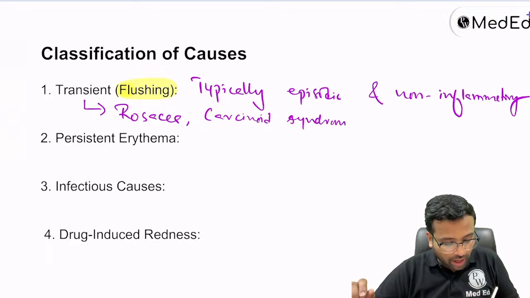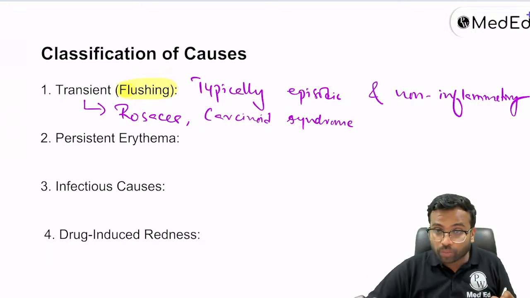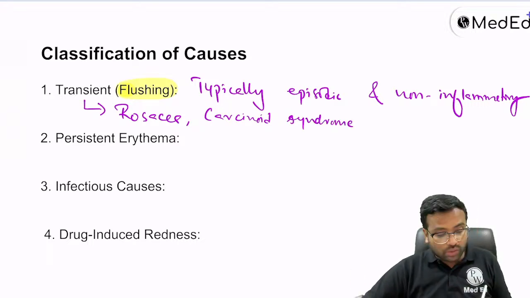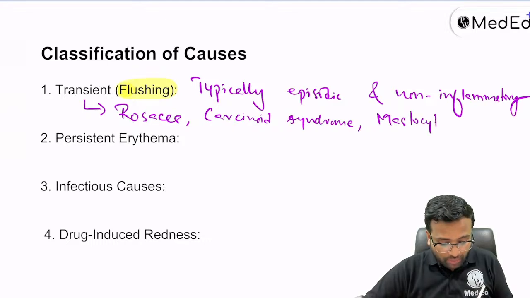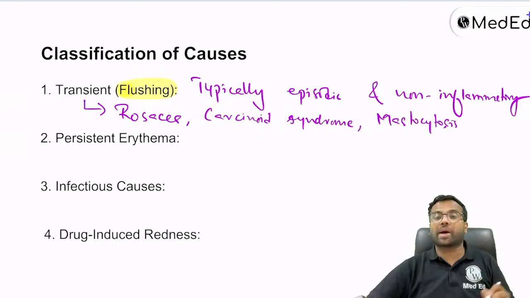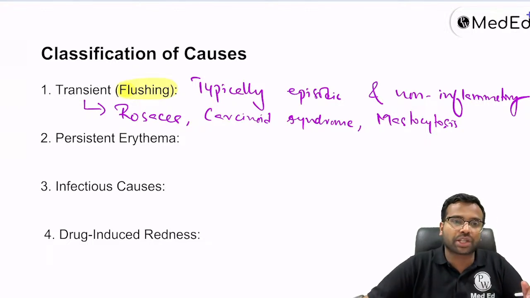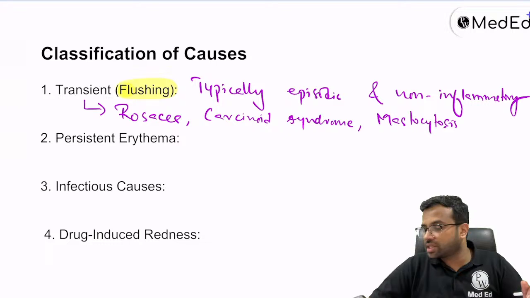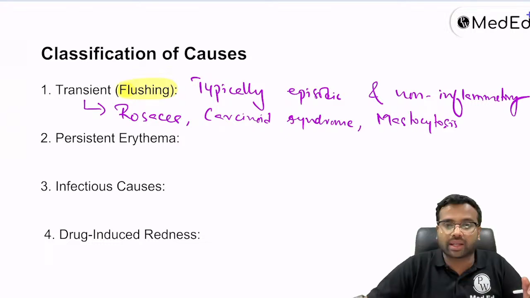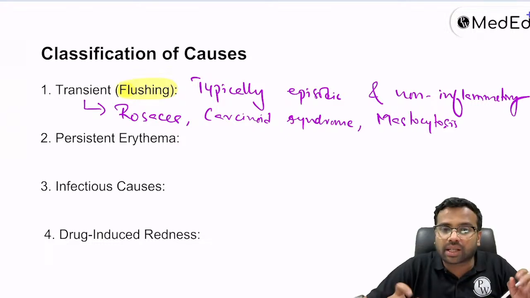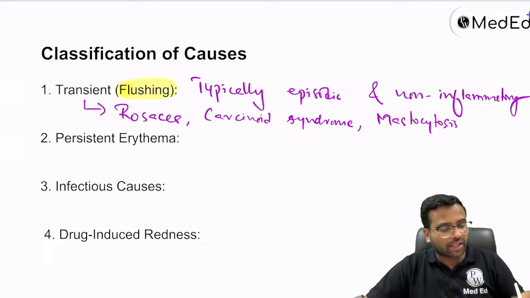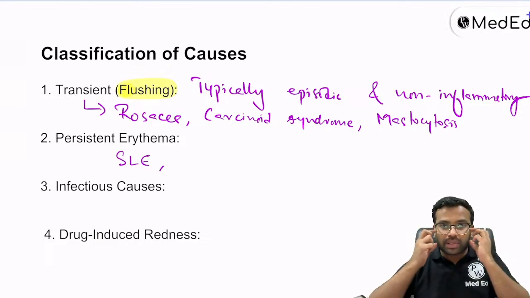The patient can have a carcinoid syndrome, as well as the patient may have mastocytosis, cutaneous mastocytosis like urticaria pigmentosa and all. So the patient may have a transient kind of flushing. In which diseases can you find a persistent erythema? The second one is persistent erythema. In persistent erythema, just like somebody was answering in the chat box, like SLE, there is a persistent erythema.